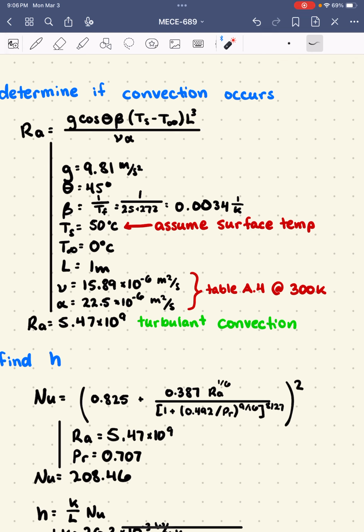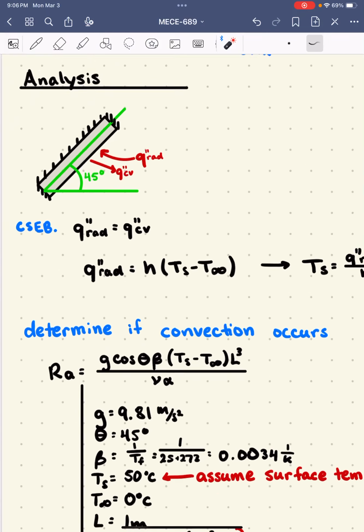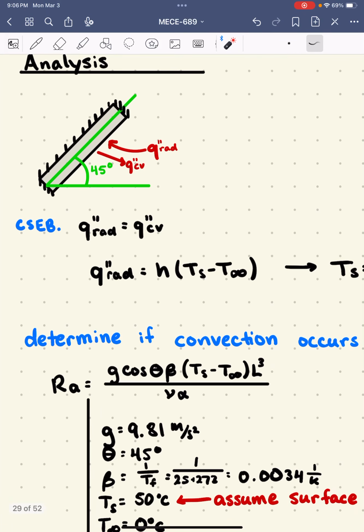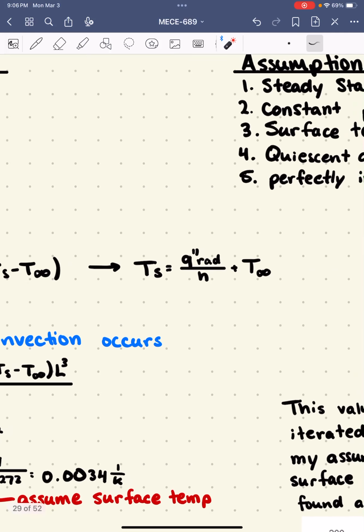Now, when solving this, I get 5.47 times 10 to the 9, which is greater than 1 times 10 to the 9, which means that we have turbulent convection. This means that we can solve the closed system energy balance of our problem here with the convection formula. And we're going to be solving for this surface temperature.